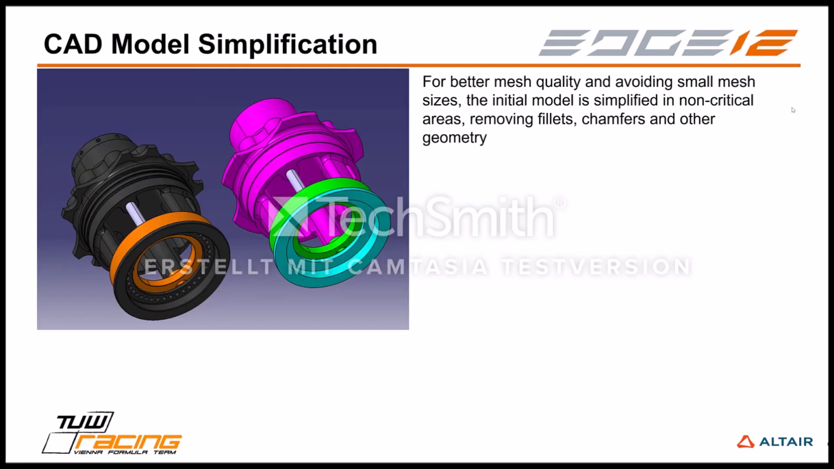Before we can start meshing our geometry, we first of all have to simplify our CAD model and remove any geometries that are not necessary for the simulation and are not in critical areas. So we remove unnecessary bars, chamfers, or fillets that might interfere with meshing the geometry later.